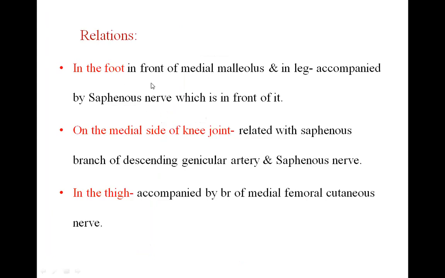Relations: in the foot, in front of the medial malleolus, and in the leg, accompanied by the saphenous nerve, which is in front of it. So the saphenous nerve lies in front of the great saphenous vein. On the medial side of the knee, it is related to the saphenous branch of the descending genicular artery and the saphenous nerve. In the thigh, it is accompanied by a branch of the medial femoral cutaneous nerve. So these are the important relations of the great saphenous vein.